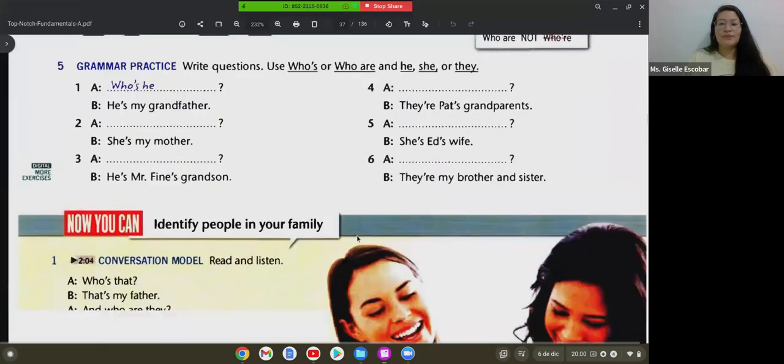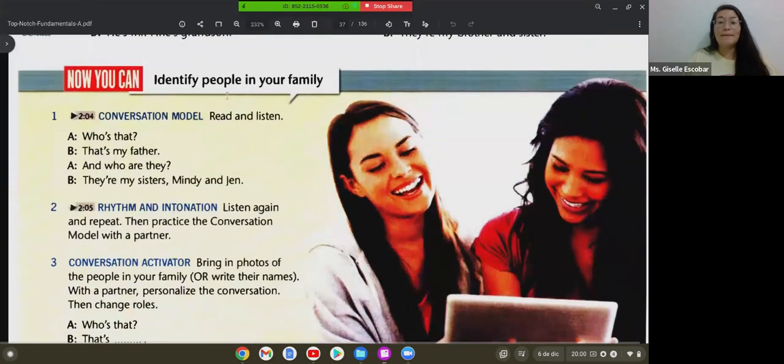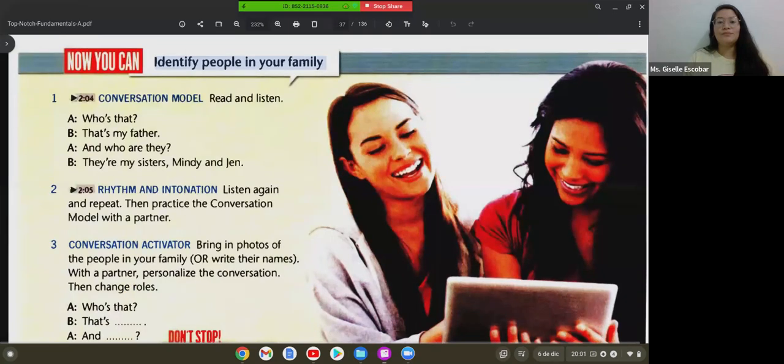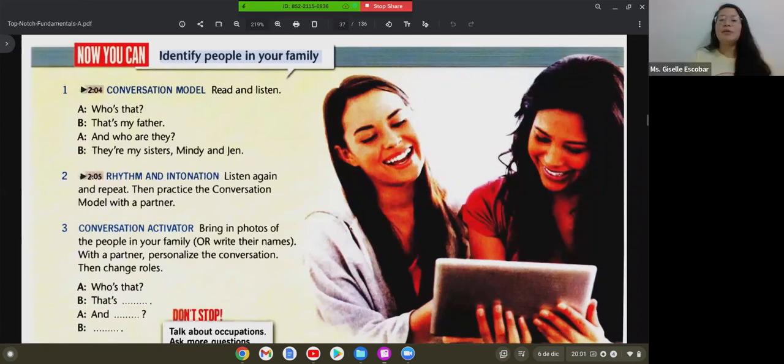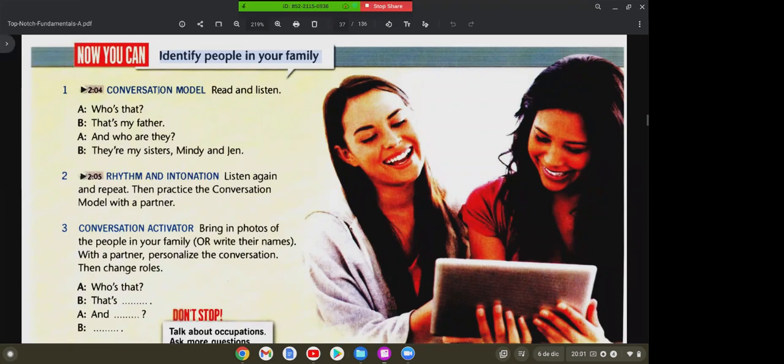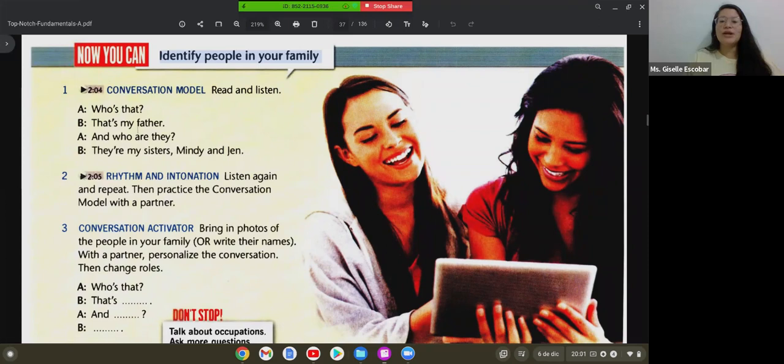So let's continue. Now you can identify people in your family. Perfect. So we have a conversation model. We're going to read and listen to that conversation model. But first, I want you guys to read the conversation model. Who's that? That's my father. And who are they? They are my sisters, Mindy and Jen.